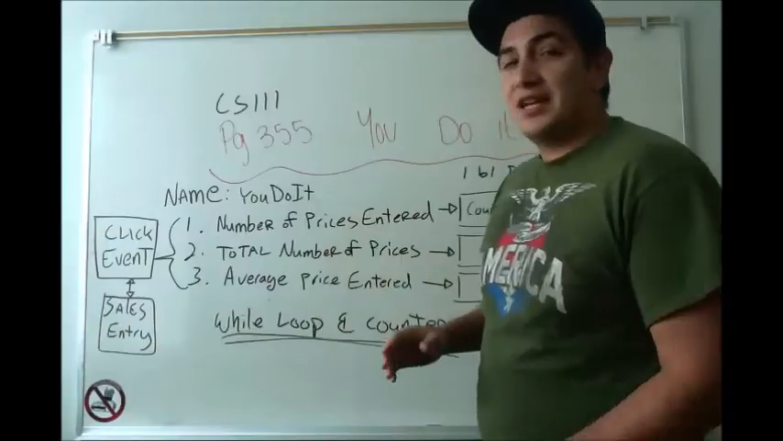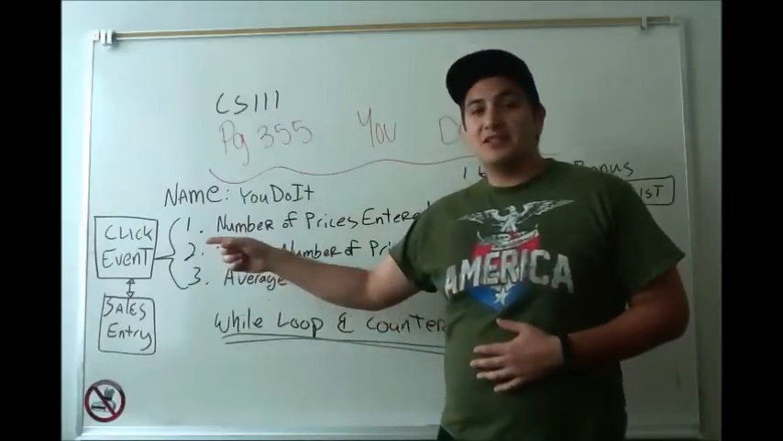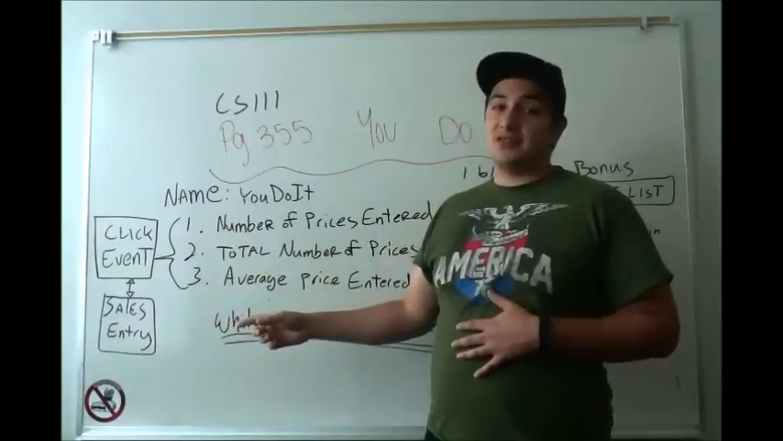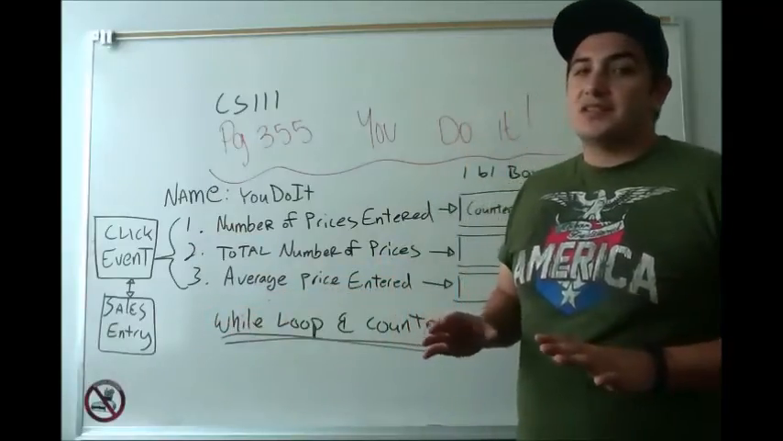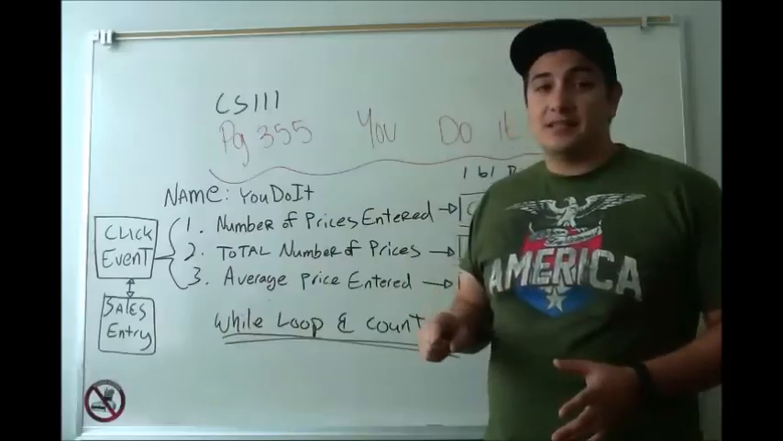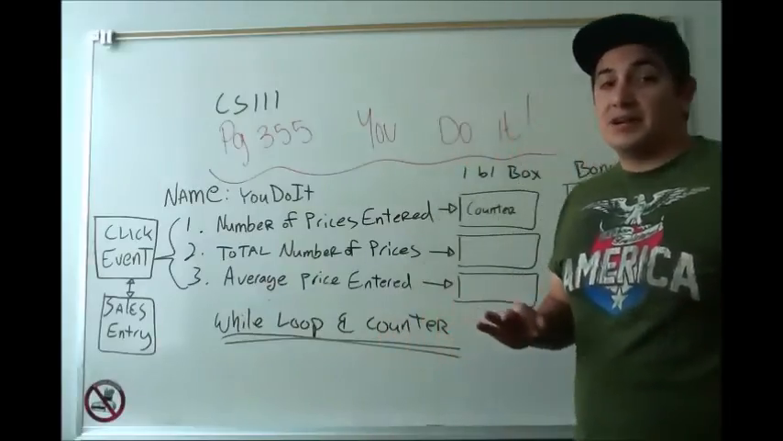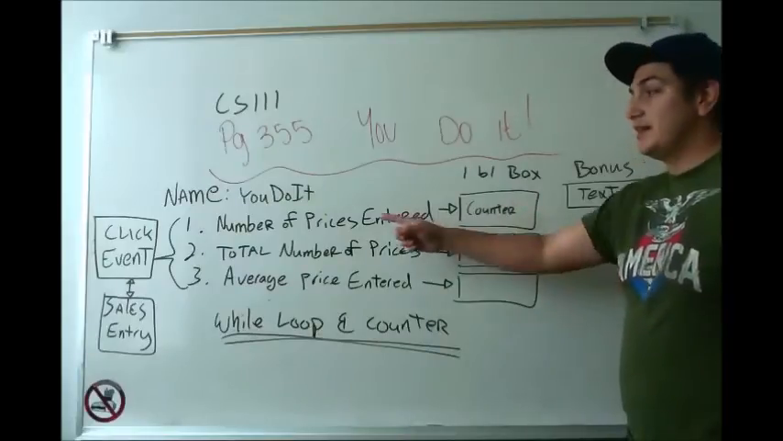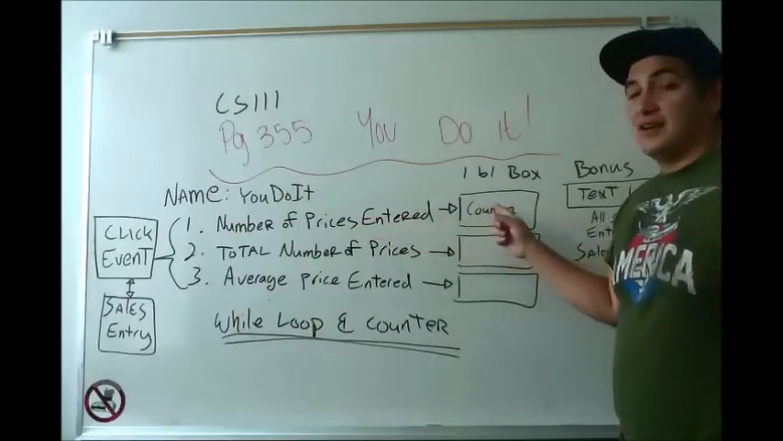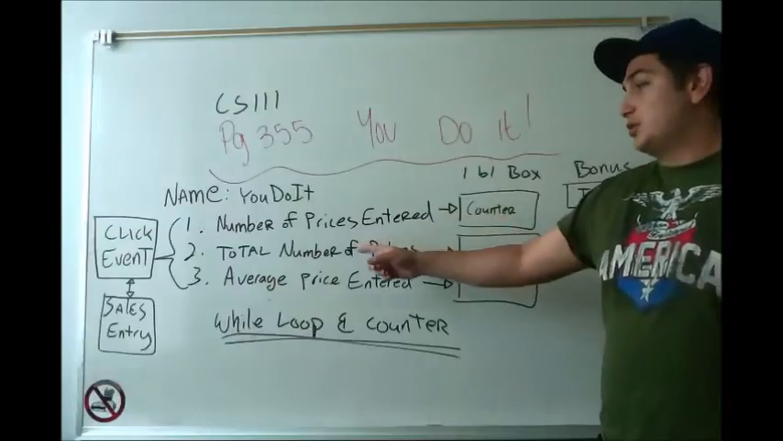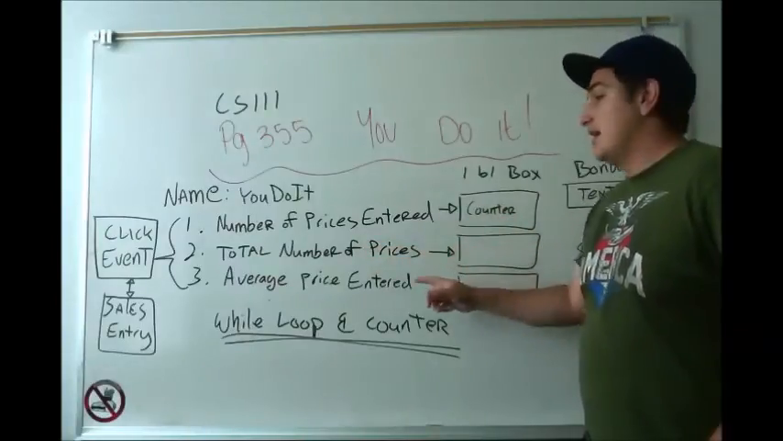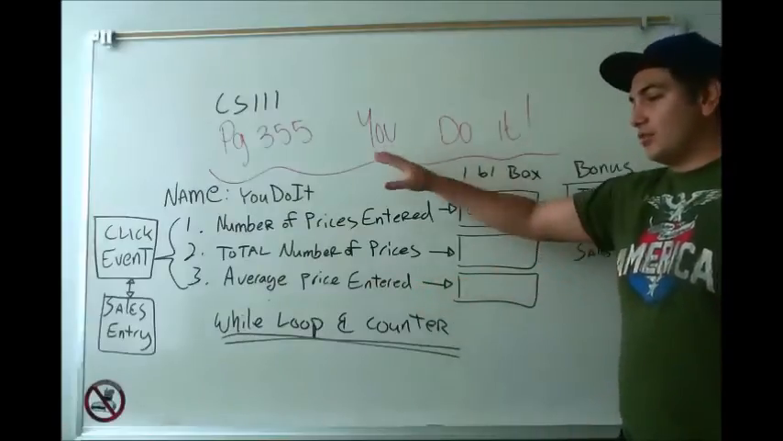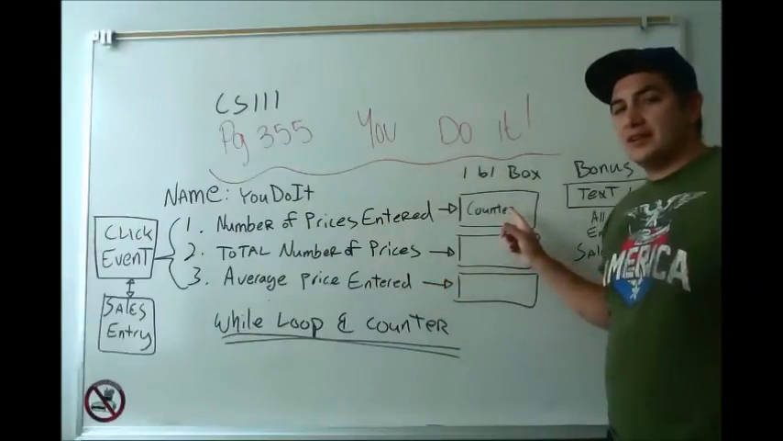And then we're going to have a click event procedure, and inside that click event procedure, we're going to be entering sales entries. When we hit click to send, it's going to send to 3 LBL boxes right here. The number 1 box will be number of prices entered. That'll be our counter, the total number of prices. And in the 3rd box, we'll have the average price entered. And this is our while loop and our counter inside our while loop.